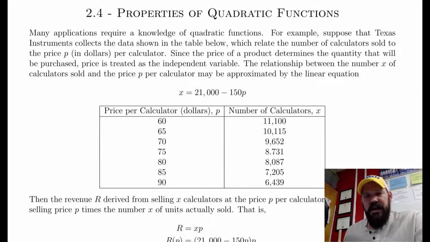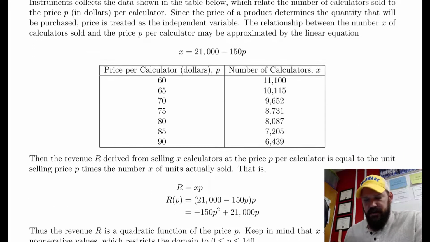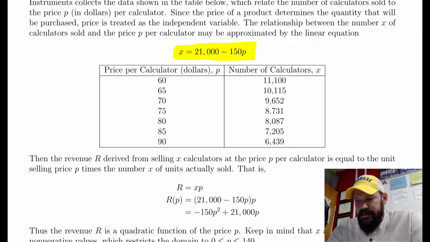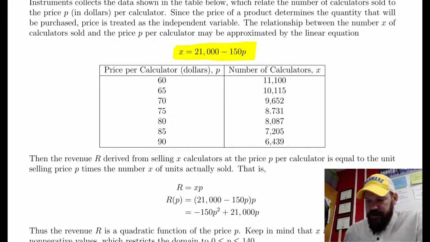Properties of quadratics. Quadratics can be used to model various situations. The initial example that I show you right here, we have the number of calculators sold, represented by the variable x, is a function of the price of the calculators. So we have the number of calculators sold being x equals 21,000 minus 150p, where p represents the price per calculator. Well, we can use that to generate a revenue function.